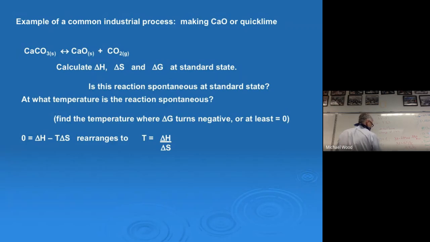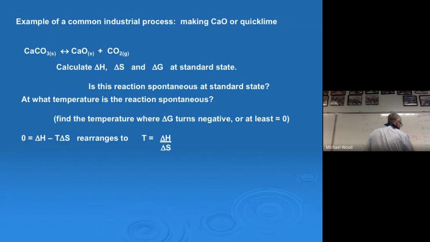The delta S value is 0.161. And when you do that, this would be the temperature where this reaction becomes spontaneous. And it is 1,108 Kelvin, which in Celsius is 835 degrees Celsius.